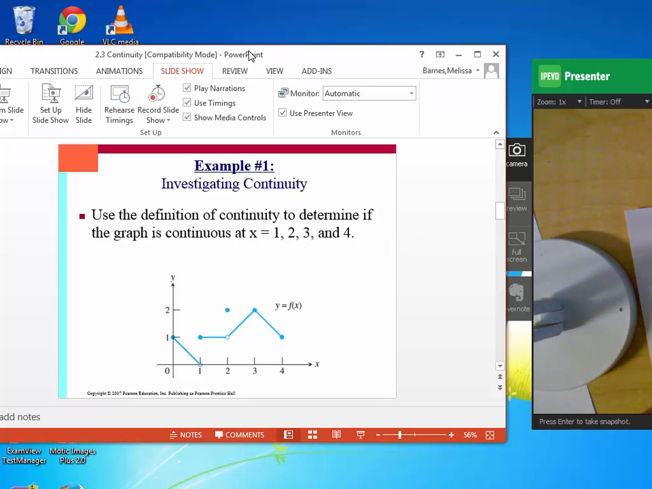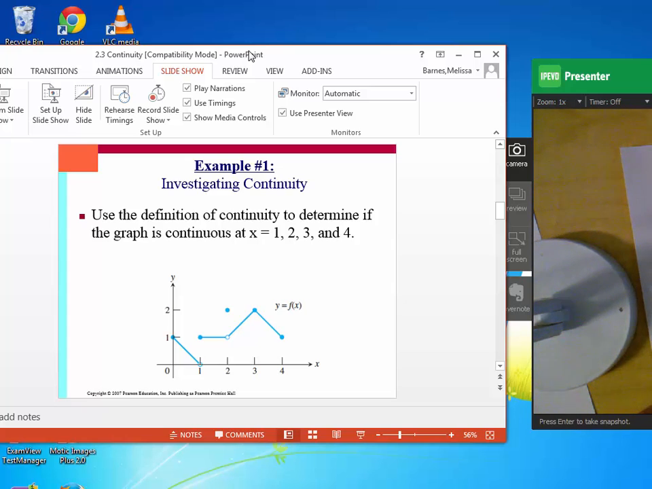Let's see what happens for f of 2. f of 2 is 2. The limit as x approaches 2, you can see from the left and the right, are both 1. However, the limit as x approaches 2 is not equal to f of 2, therefore not continuous. Now you could write out in words that because f of 2 equals 2 and the limit as x approaches 2 equals 1, the function is not continuous because they are not equal.